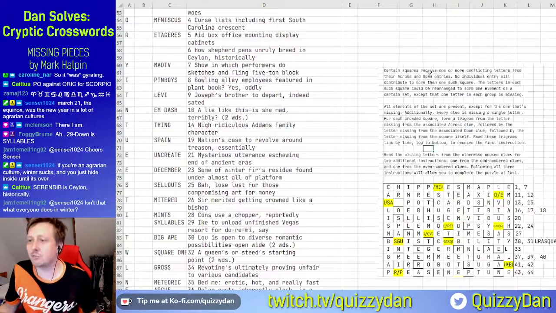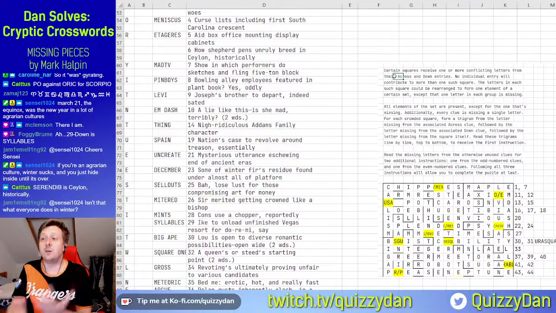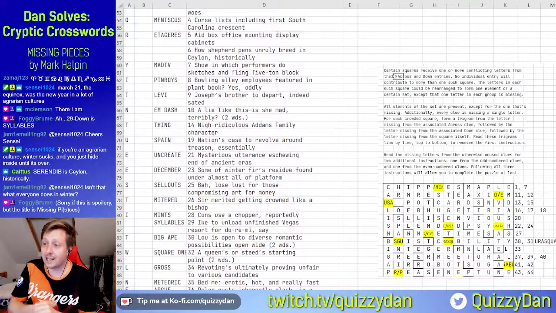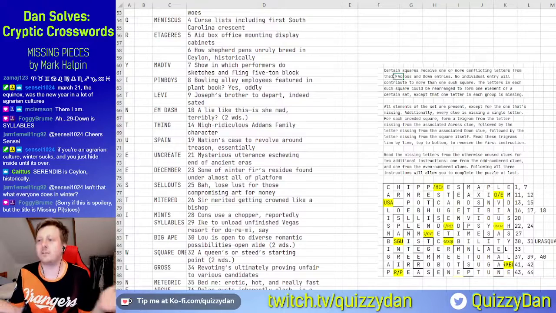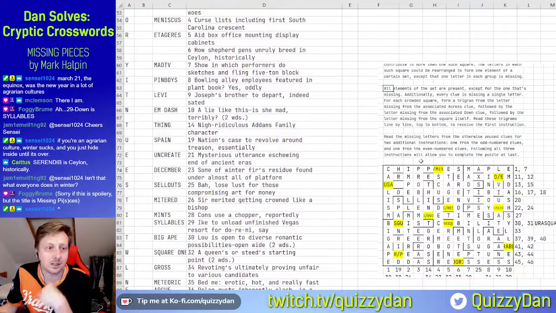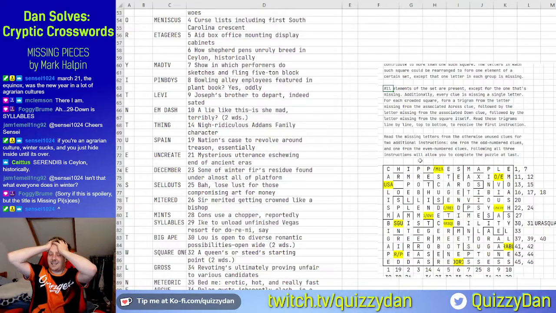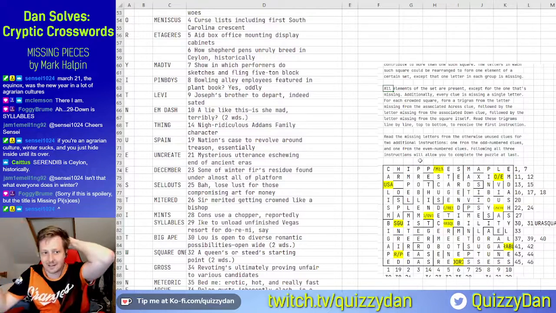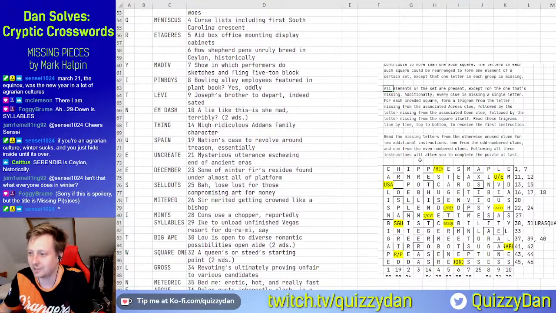Right, okay. Let's read the instructions. Certain squares receive conflicting letters. No individual entry contributes to more than one such square. The letters in each such square could be rearranged to form one element of a certain set: the signs of the zodiac, except one letter in each group is missing. All the elements of the set are present except for the one that's missing, which is, my goodness, missing Pisces. But hang on, the E becomes an S, so it sort of works. The E becomes an S, but that's good.